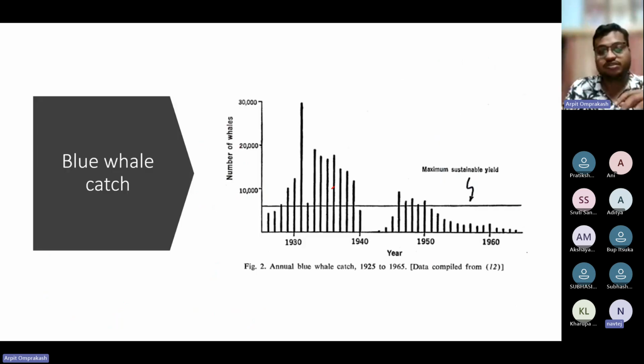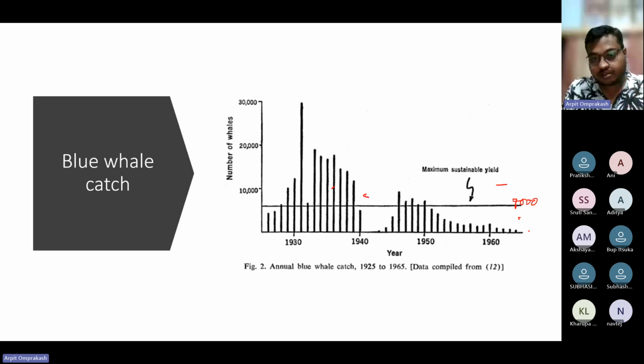So what this means is if year after year we take out, let's say, 7,000 whales, then we can keep doing that for a very long time without affecting the whale population. But due to our overexploitation, people are catching, let's say, 30,000 or 20,000 whales in some years. This leads to a decline in the population of whales and subsequently a decline in the number of whales that we catch.